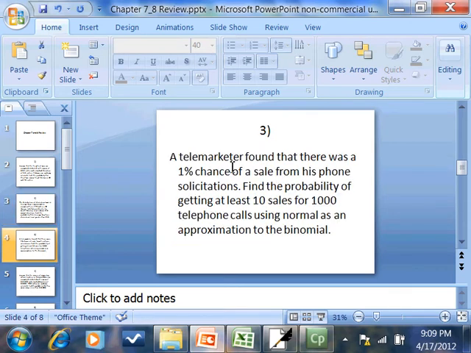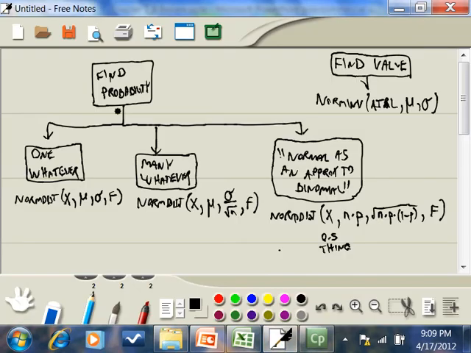Okay. A telemarketer found that there was a 1% chance of a sale from his phone solicitations. Find the probability of getting at least 10 sales for 1,000 telephone calls using the normal approximation of the binomial. So find a probability, normal approximation of the binomial. We're going to do this one.